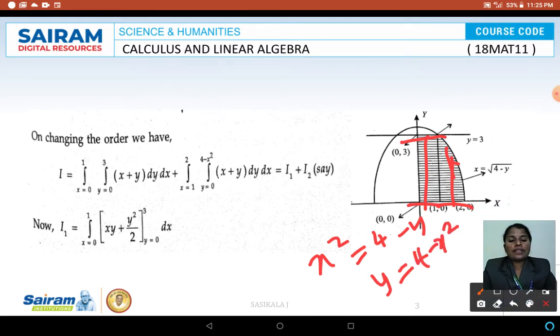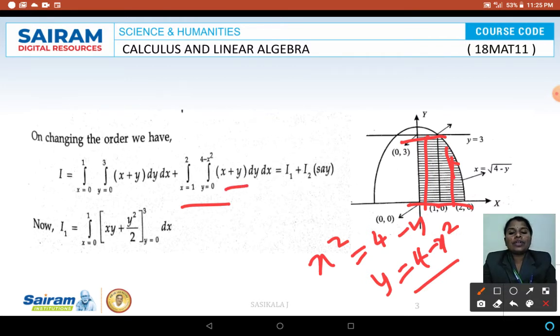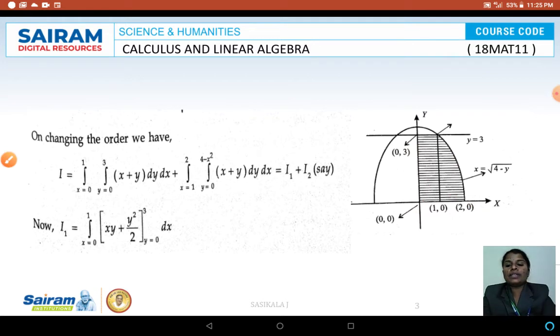Now you can substitute these limits: x varies from 1 to 2, y varies from 0 to 4 minus x squared, of x plus y into dy dx. First with respect to dy, later with respect to dx. So we have two integrations: the first I consider as I1 and the second as I2. I1 is the integration from 0 to 1 of xy plus y squared by 2, with y varying from 0 to 3, into dx.